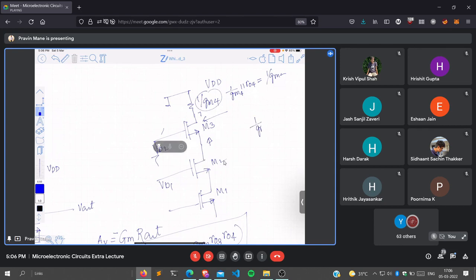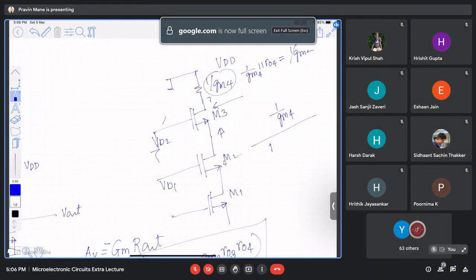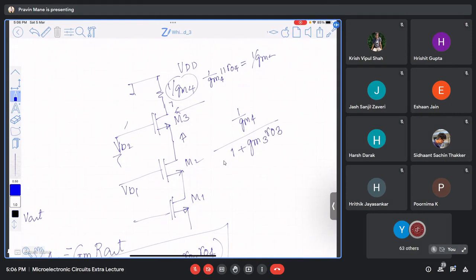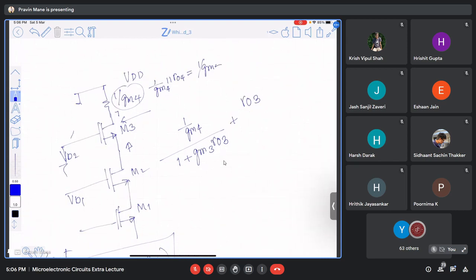1 by GM4 divided by 1 plus GM3 RO3 plus RO3 divided by 1 plus GM3 RO3. Which formula have I used? RD plus RO divided by 1 plus GMR. So RD was 1 by GM4, RO is RO3 of this, and then divided by this.